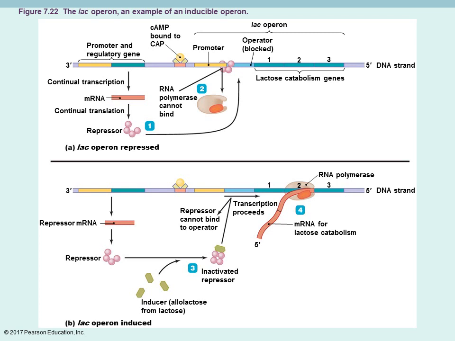Now, what's going to happen is that once you start making those enzymes and you start breaking down the lactose, how do you turn this off again? Well, eventually that lactose is going to be pulled off of the repressor and broken down, and the repressor goes back and binds up to the operator region again. It's a very effective way of controlling the making of various proteins. Only make what you need when you need it.